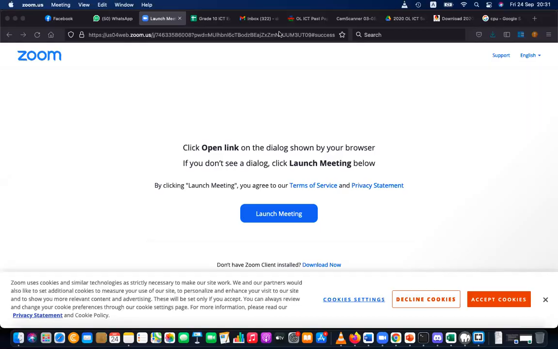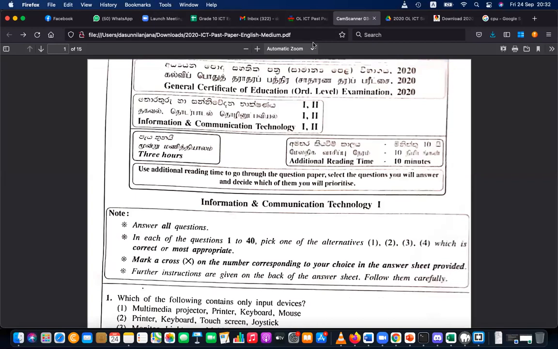So today we have to discuss our past paper. That is the 2020 paper, that is my plan, and we'll be officially starting our past paper discussions with today's paper.